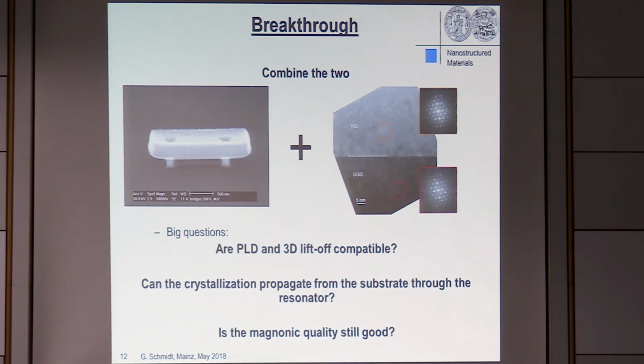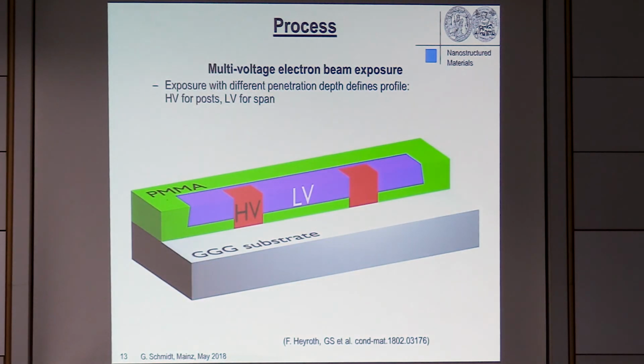And still, last question, I mean, for a thin film which is directly on the substrate, we have seen that the quality is very high for magnons. What will be the case for the bridge if we can crystallize the material? And here I give you a brief glimpse into the process.